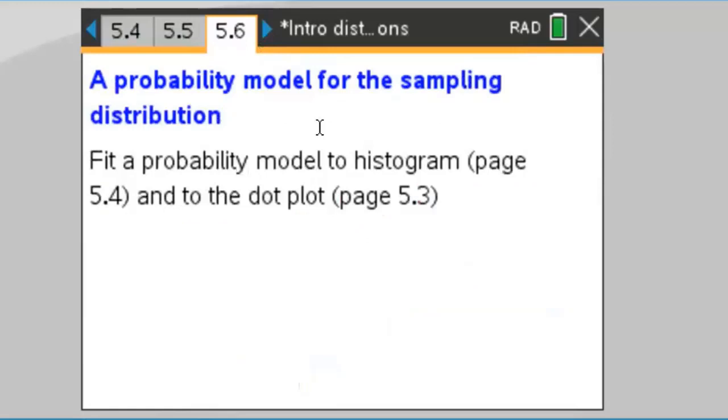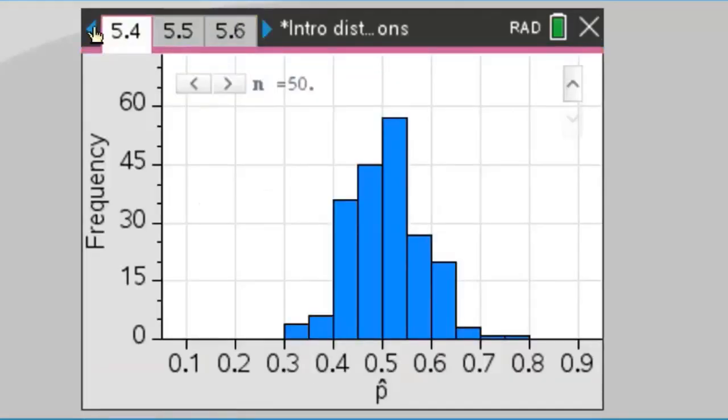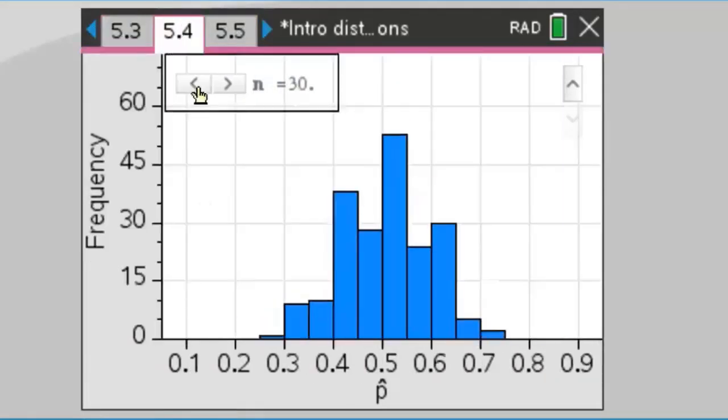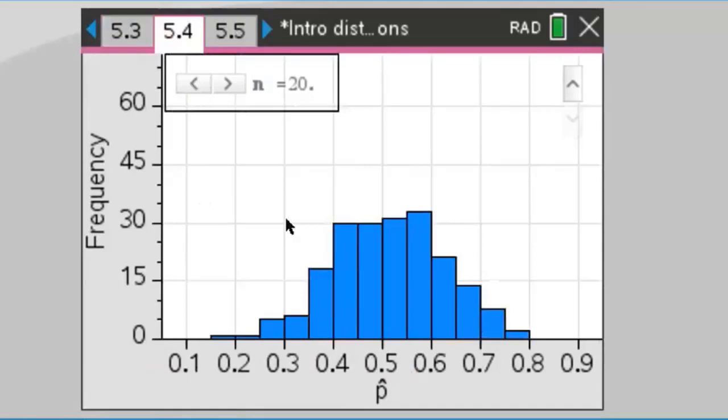Okay, now, other features of the sampling distribution that we can get from this simulation. So, can we come up with a probability model that fits the histogram and dot plot? Right, so I'll go back to this page here. I'd stick with size 20 to start with. So that looks fairly symmetrical. So we know that the normal distribution is a symmetrical distribution, so I wonder how well that fits.